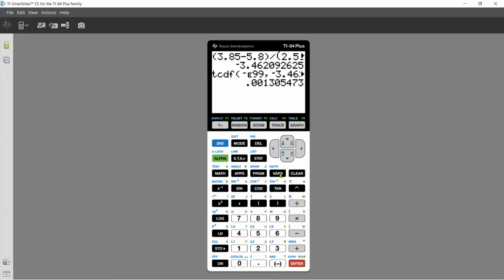My p-value is really small. Now the question is, did I double this? I think I did, but I can't remember. You know what? I didn't double it in my calculator. So I'm going to go back. I forgot to put in 2 times. I have it in the calculator still.